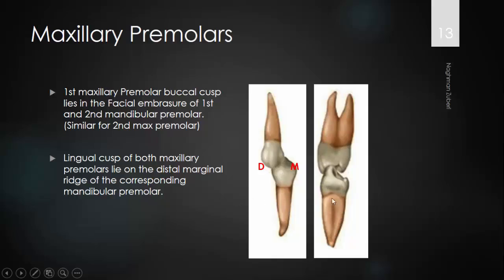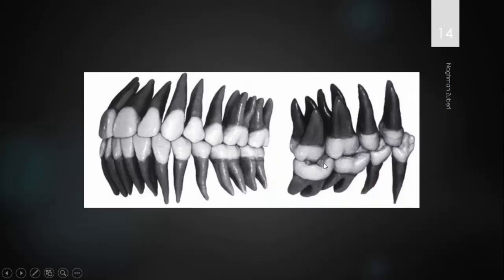This is the mesial view and that is the distal side. So the lingual cusps are resting on the distal marginal ridge of the corresponding mandibular premolar. Even we can see it over here, it will be true for that as well. Here we can see from the lingual side, and we can see the lingual cusps resting on the distal marginal ridge of corresponding premolars. The upper premolars, their lingual cusps, are resting on the distal marginal ridges of the corresponding premolars.